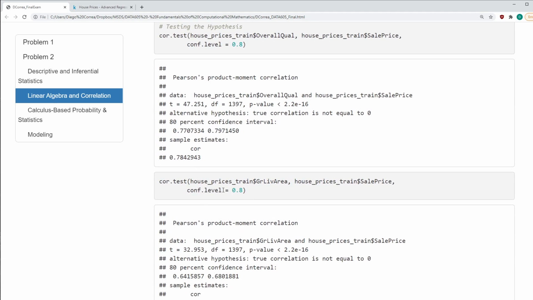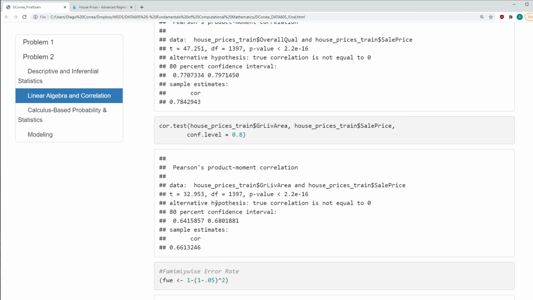Next, we use our second independent variable, above ground living area, with our dependent variable sale price using a confidence level of 0.8. Again, we see a very low p-value. True correlation is not equal to 0. We get a sample estimate of our correlation, which is 0.66, and with the 80% confidence interval, 0.64 to 0.68 is our population correlation.